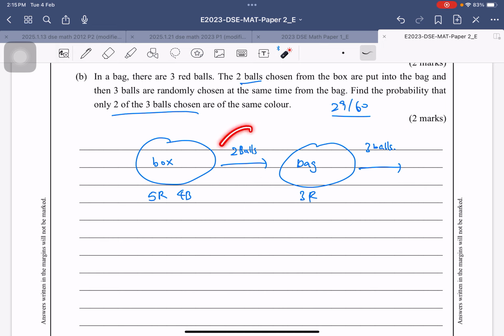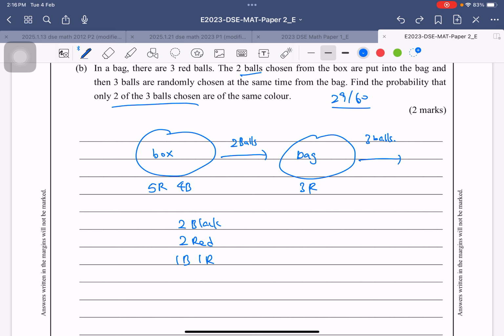So first of all, for the 2 balls, what are the situations that can happen? How many cases do we have? 9C2. No, I mean how many cases? Okay, so for these 2 balls, it can be 2 black, 2 red, or 1 black and 1 red. So we have 3 cases. Then how do we calculate the probability of 2 black? 4C2 over 9C2. So the probability of 2 black is equal to 1/6.